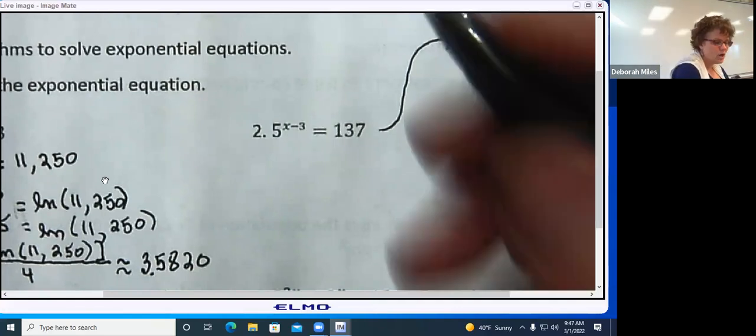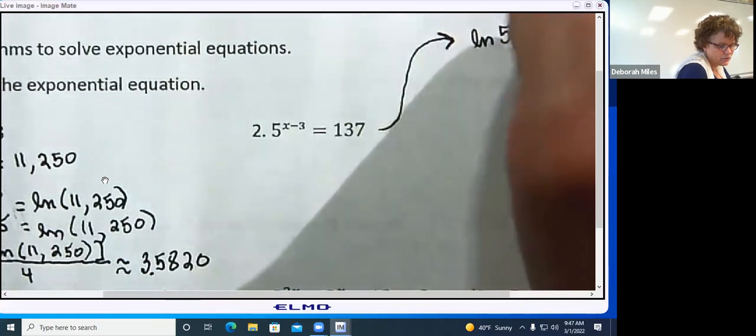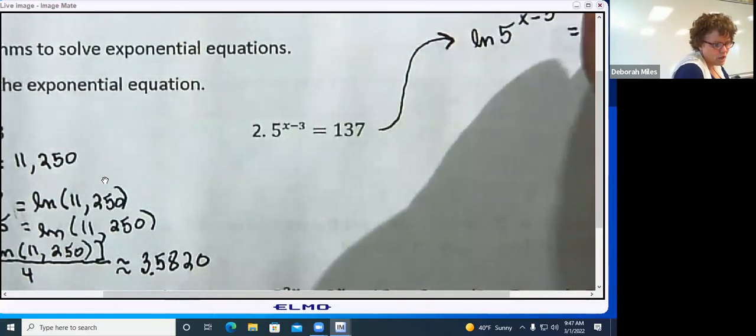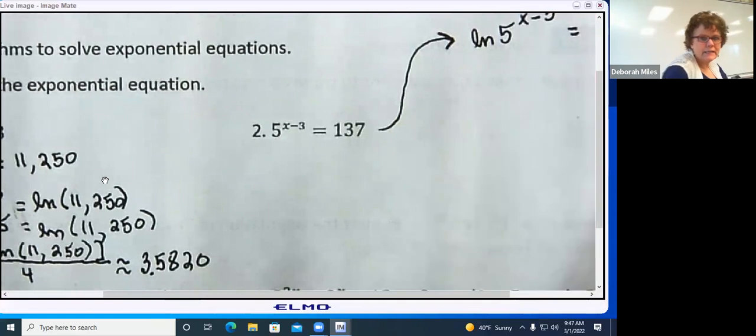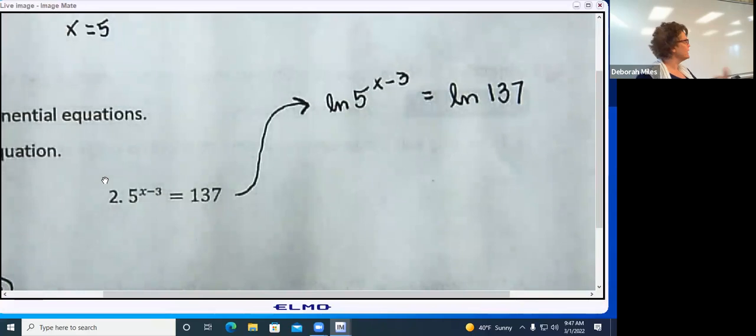I'm just going to take natural log of both sides. Natural log of 5 to the x minus 3 equals natural log of 137. Taking natural log of both sides is another one of those things that's legal to do as long as you do it to both sides.